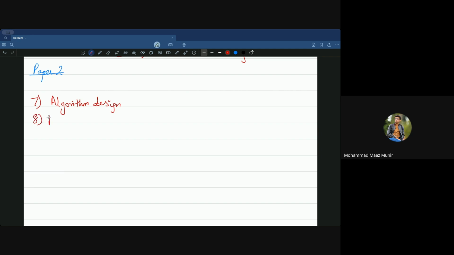Then chapter number 8 is programming. Now this topic will be covering all those codes which we need to memorize.